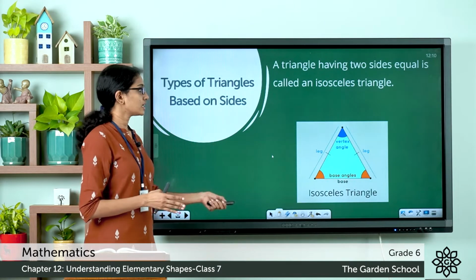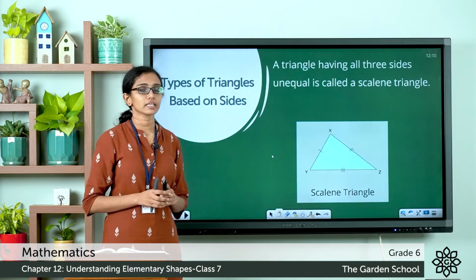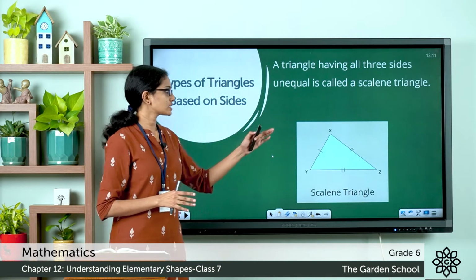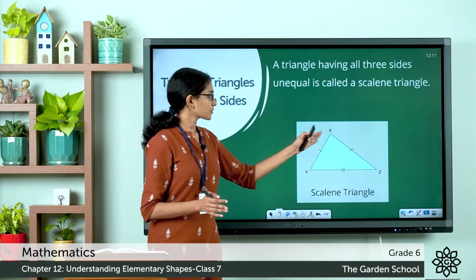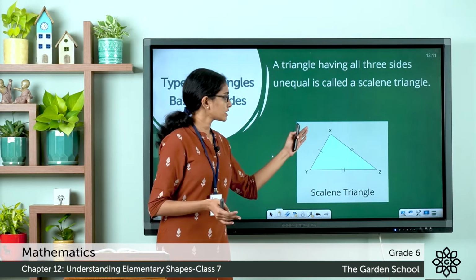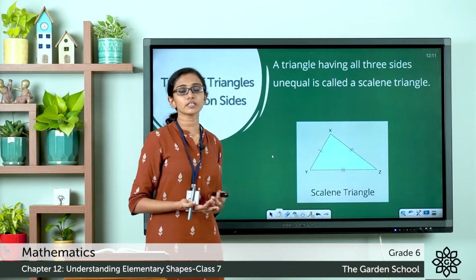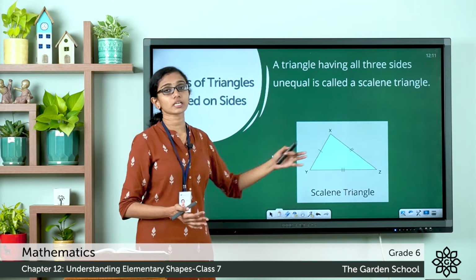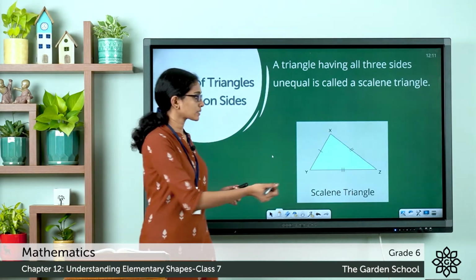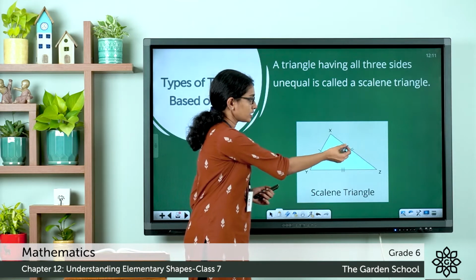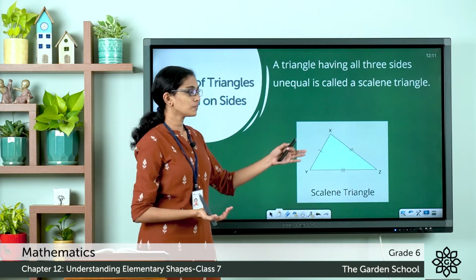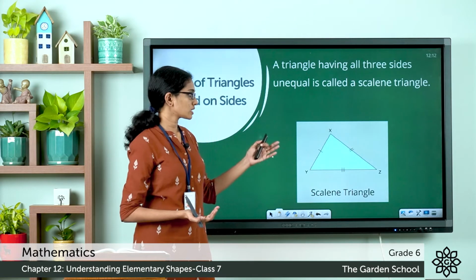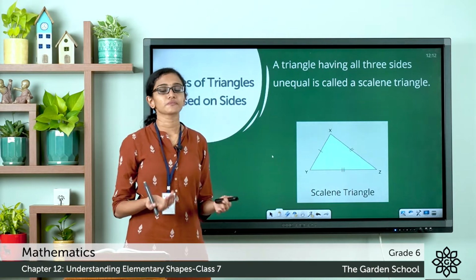Now, let's see the third type of triangle based on the length of the sides. So, here you can see triangle XYZ. Is the length of XY the same as XZ or YZ? No. You can see all the 3 sides are of different lengths. Look at the symbols too. Here there is only 1 line, here there are 2 lines, here 3 lines. So, the symbols also do not match, which means the sides are all of different lengths.